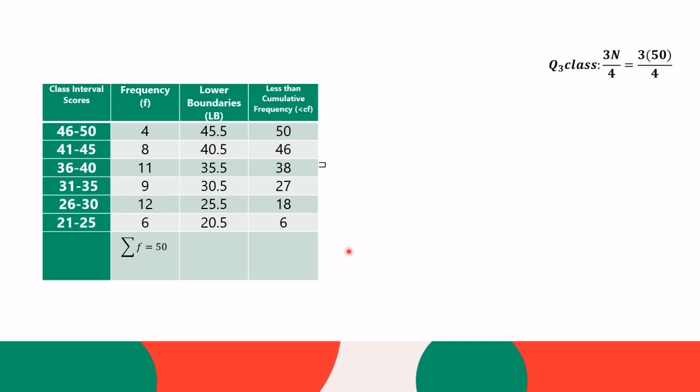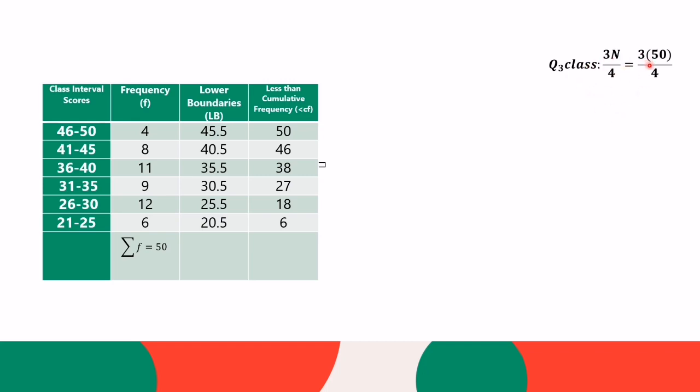So now we will use the formula for quartile. So 3n over 4 is equal to 3 times 50 over 4. So why is it 3? Because we are looking for the Q sub 3. And then why is it 4? Because we are looking for the quartile. So the denominator here is 4.